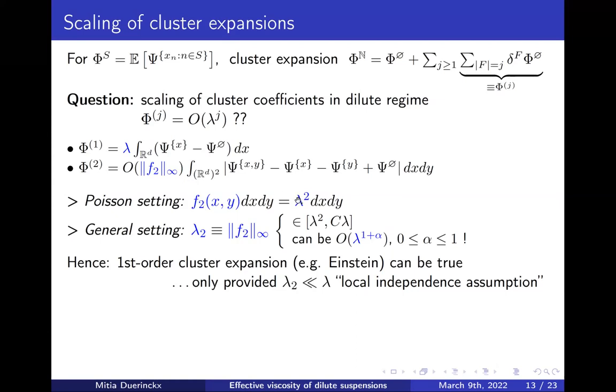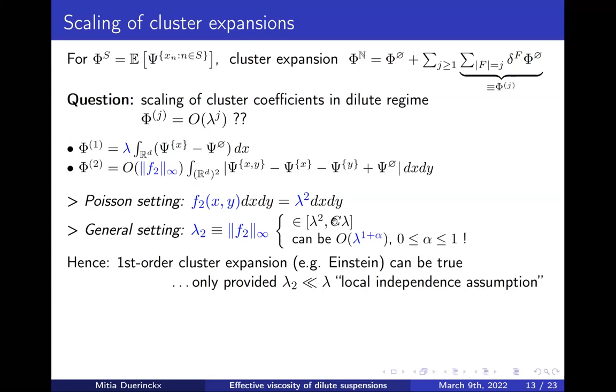So f2 would just be lambda squared. In the Poisson setting, you have full independence, and indeed phi2 would be of order lambda squared. Now in the general setting, you just have the L infinity norm of f2. I will call that lambda 2, which I will call the two particle intensity. And in fact, you can see that it can be anything between lambda squared and lambda. It can actually be as large as lambda.